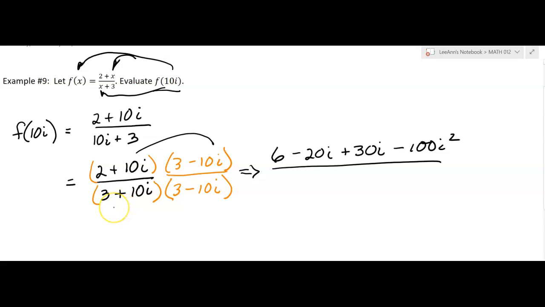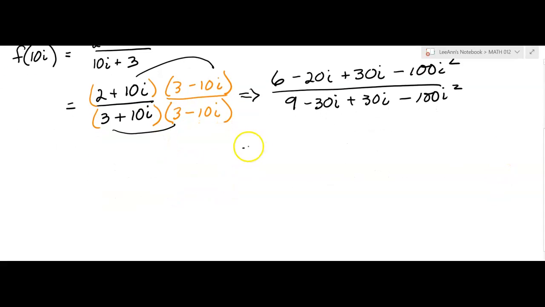Okay, so then I'm going to do the denominator. I'm also going to FOIL that, 9. And then I don't have to write those middle terms because I know they're going to drop out. But if you're still working on that idea, you can write them out. You get minus 30i plus 30i, and then it's going to be minus 100i squared.